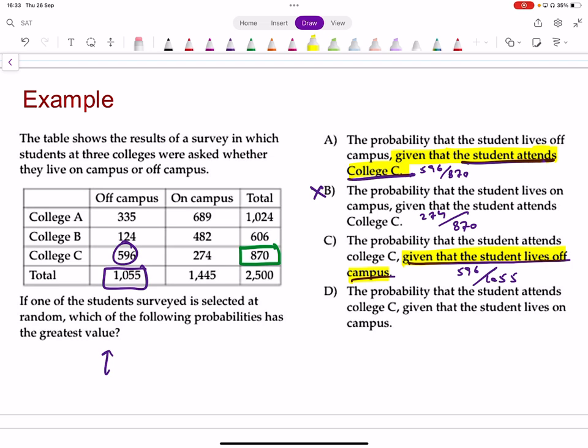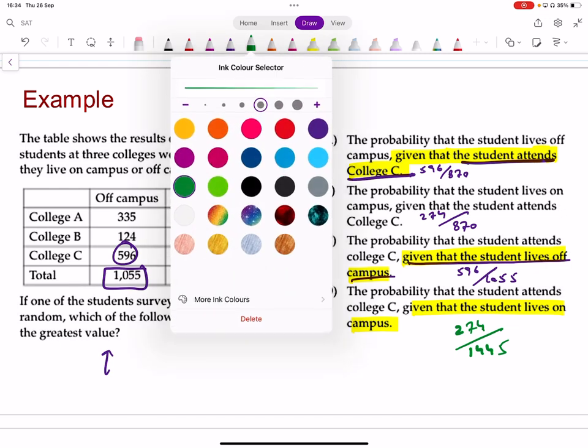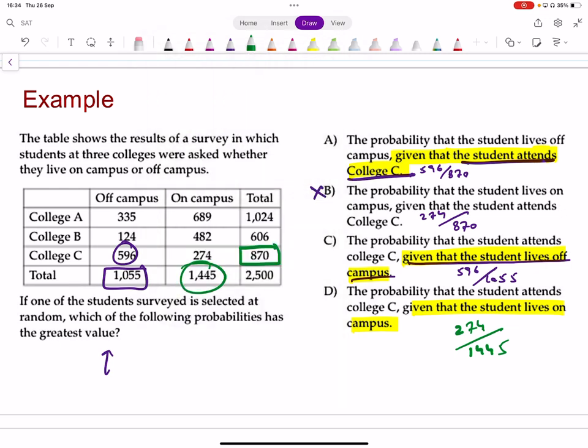And then, given that the student lives on campus, that's 1445. That's the denominator. That's a given. Out of these, what's the probability that the student attends college C? That's 274. These are all these probabilities. Which of them is the greatest? You can compare A and C if you want, but most likely it's going to be A. A is the greatest.